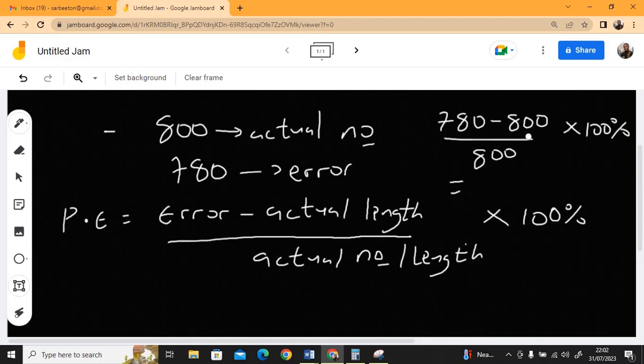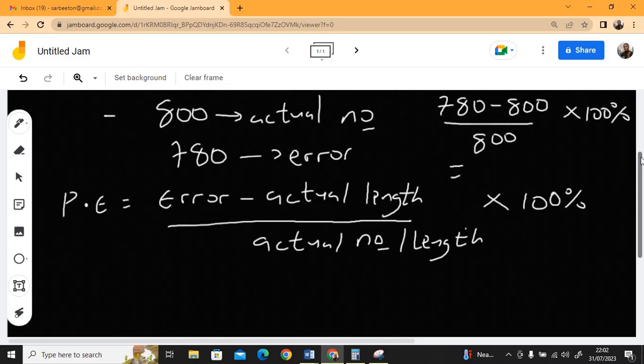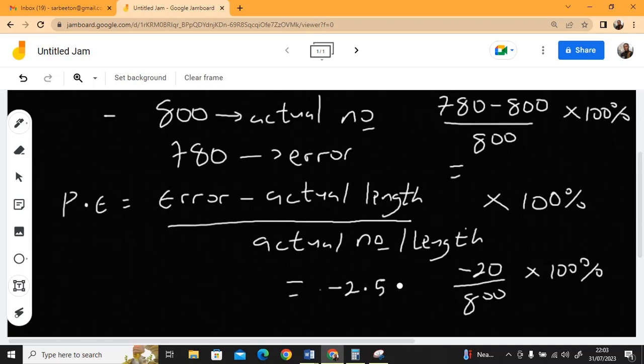Let me write the answer at the bottom here. So you have minus 20 over 800 times 100%. When you calculate this by yourself, you have minus 2.5. You can take the absolute value, 2.5%. So in this case, you made an error of 2.5%.